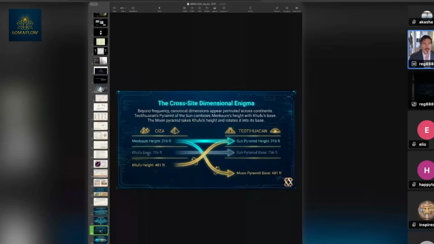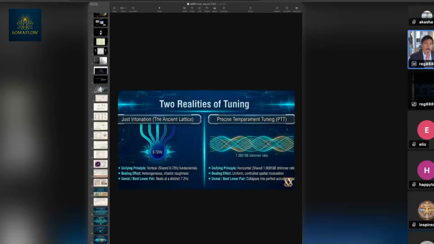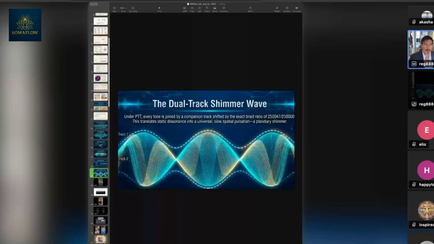So we started noticing also that beyond frequency and canonical dimensions, there appear to be permutations across continents as well. So it's like a braid. You can see how they all fit together when you look at the graphs on this, and they're interlocking like a chain. So each of the areas doesn't take up the octaves of the other areas, strangely. And with precise temperament tuning and dual track shimmer, we can actually listen to see what this would sound like.